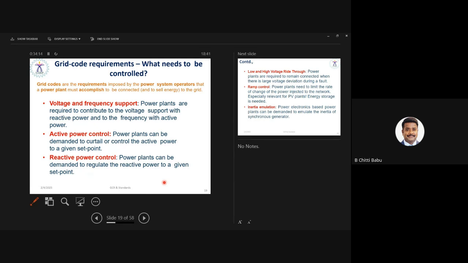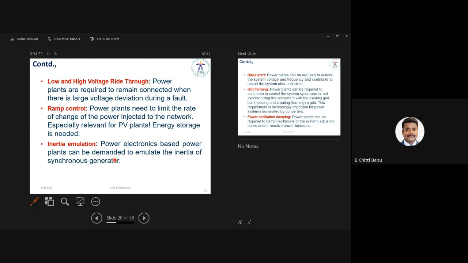Active power control, as I told you, means the power plants can be demanded to curtail or control the active power to a given set point. And reactive power control is possible by regulating the voltage or having some kind of reactive power compensator as well. In addition, the grid connection requirements also include low or high voltage ride through.